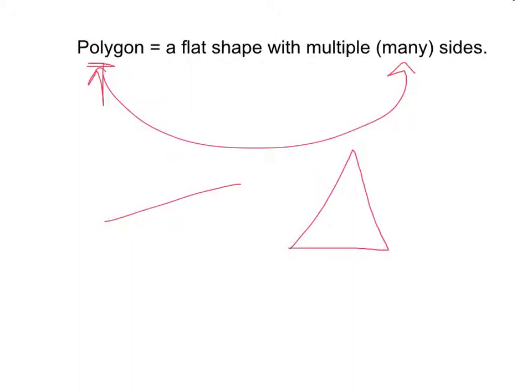This has 1, 2, 3. It has 3 sides, that's many. So we would call a triangle a polygon. There are different types of polygons. One polygon we would call regular. A regular polygon is the kind of polygon where all sides are equal.